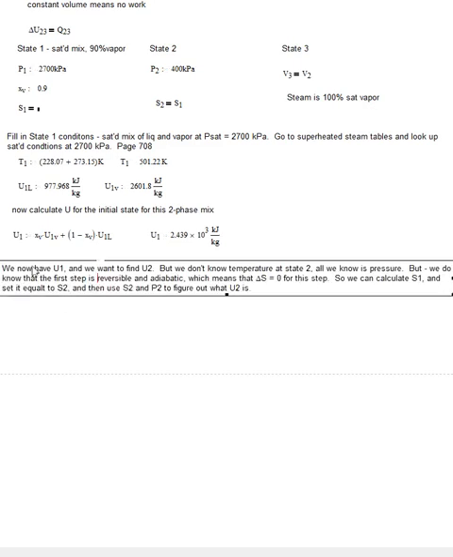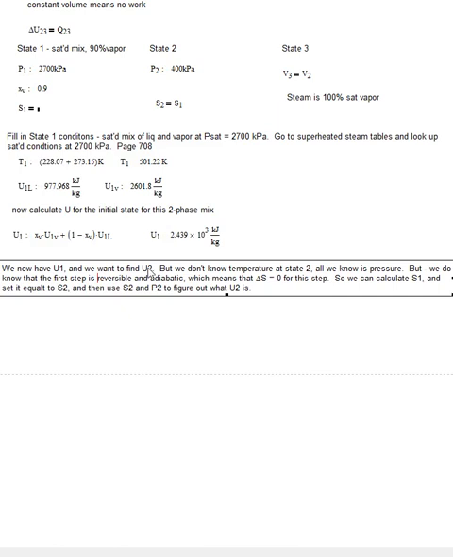So we've got that part. Now we have U1, and we want to find what U2 is. The problem is we don't know what the temperature is. We know the pressure is 400 kilopascals. But if we go to the steam tables, that really doesn't tell us much, because there are lots of entries for 400 kilopascals at all sorts of temperatures.